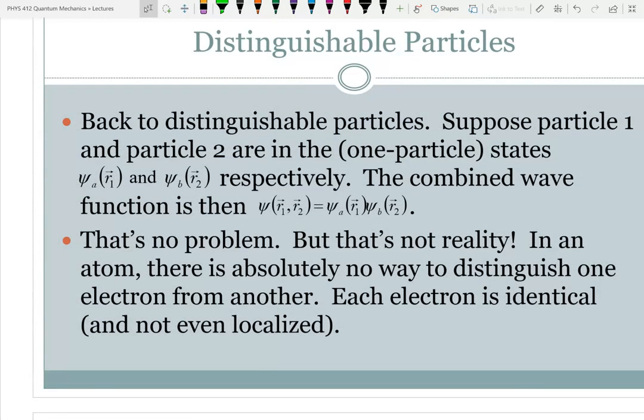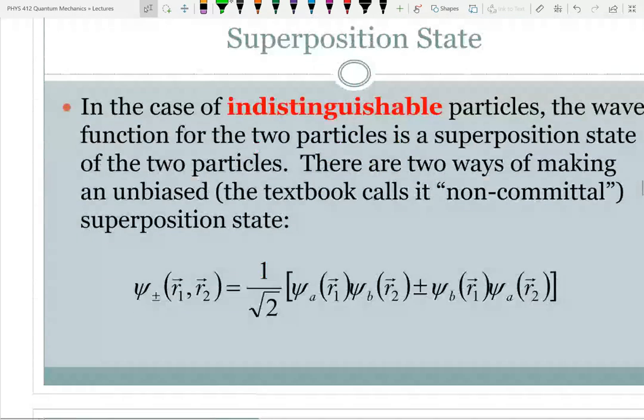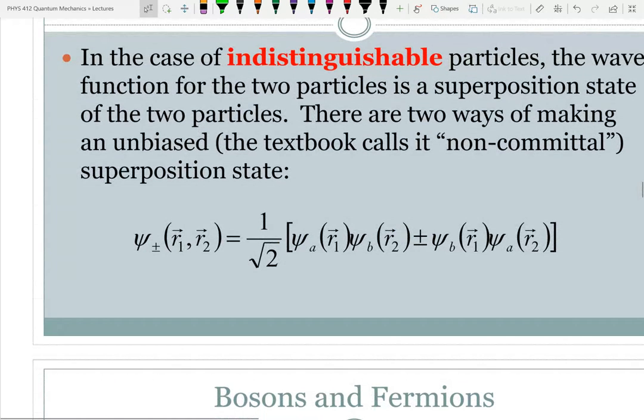Back to how we combine the solutions. If they were distinguishable, you just had psi A times psi B and you were done with it. But if they're indistinguishable, you have a problem. It could be that the first one is psi A and the second one's psi B, or the first one's psi B and the second one's psi A. I can't tell the difference. And so you're going to have a linear combination of the two.